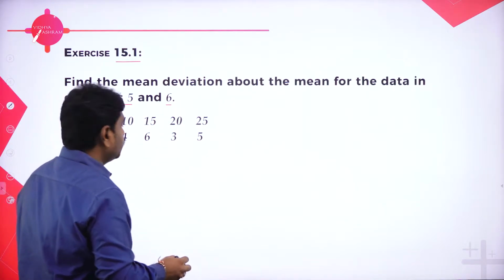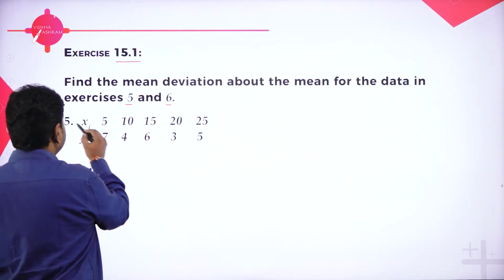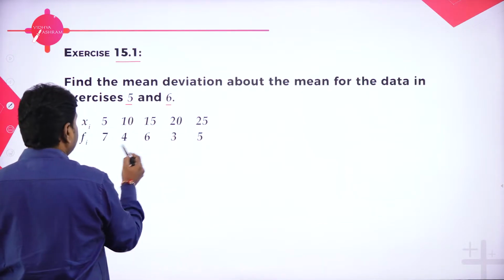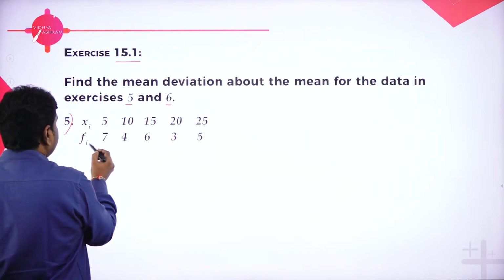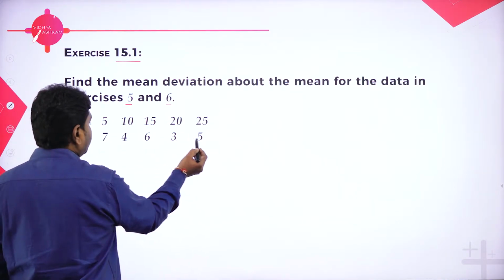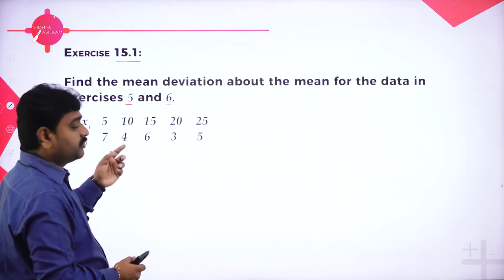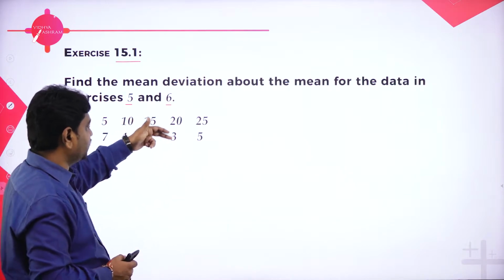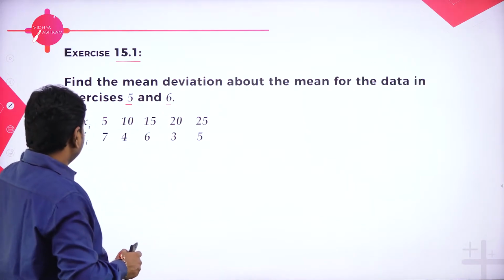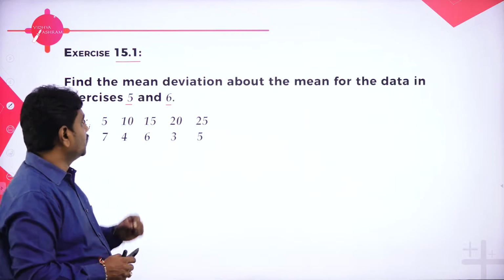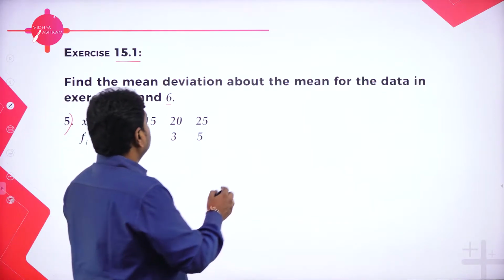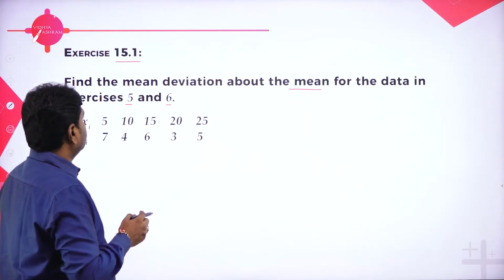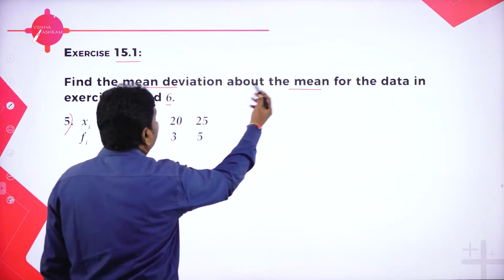Two problems they give. See, data given, xi, fifth question: 5, 10, 15, 20, 25. These are the observations. Frequencies they give: 7, 4, 6, 3, 5. Dear students, frequency means number of times. 5 appears 7 times, 10 appears 4 times, 15 appears 6 times, 20 appears 3 times, and 25 occurs 5 times. So xi and fi they have given, and they want you to find the mean deviation for the data about mean.